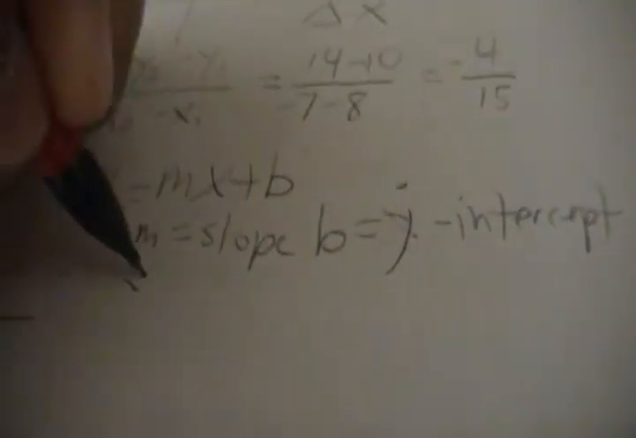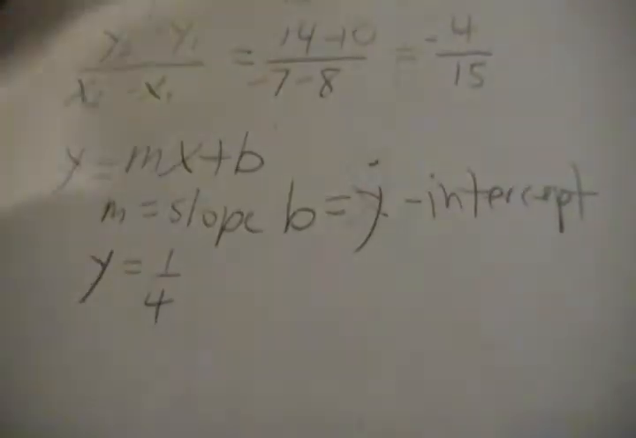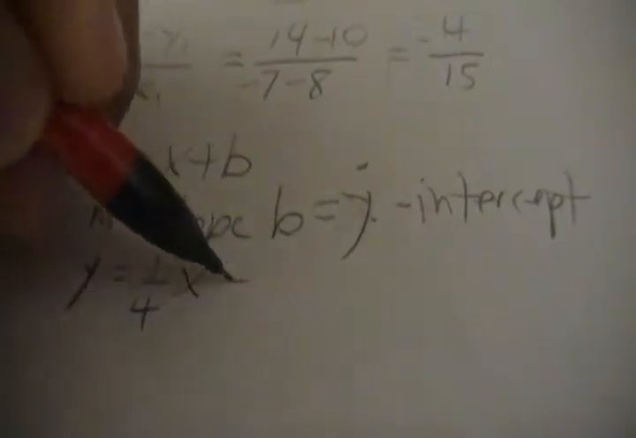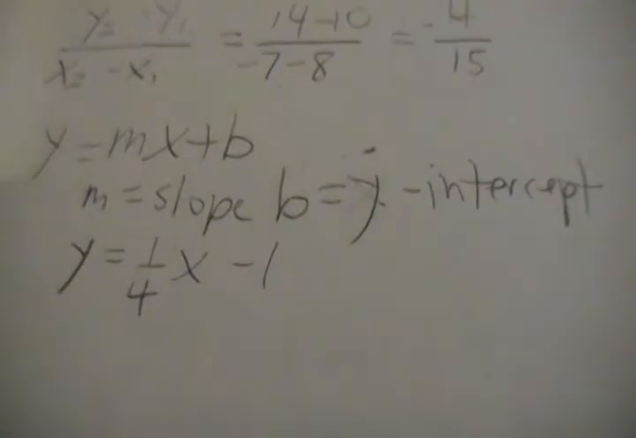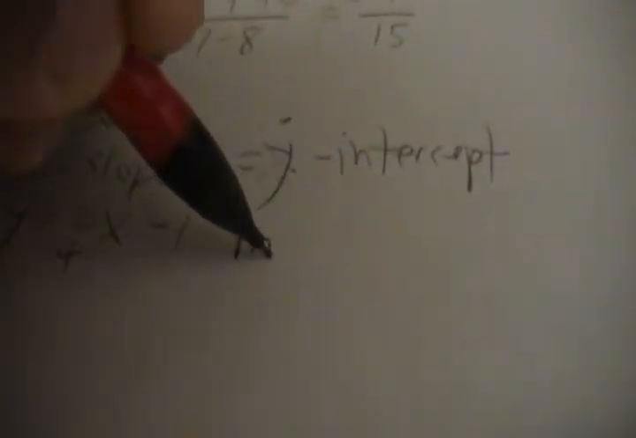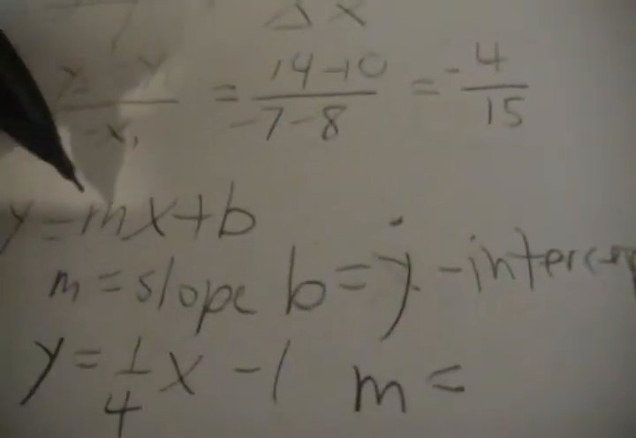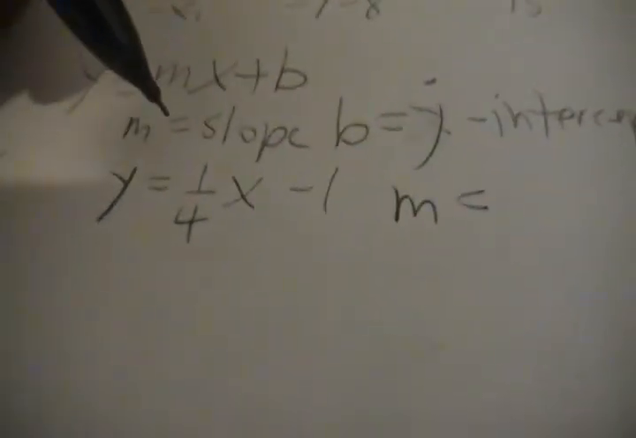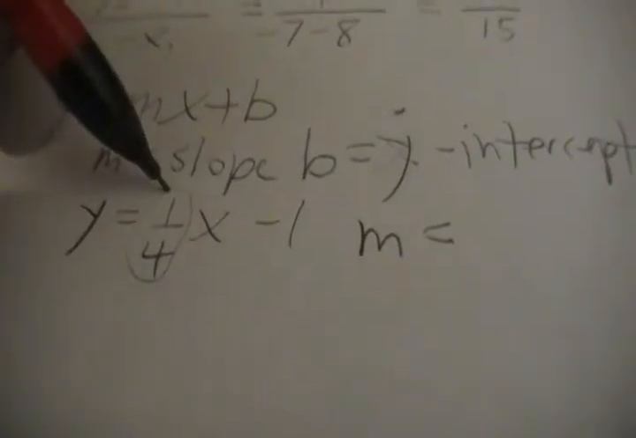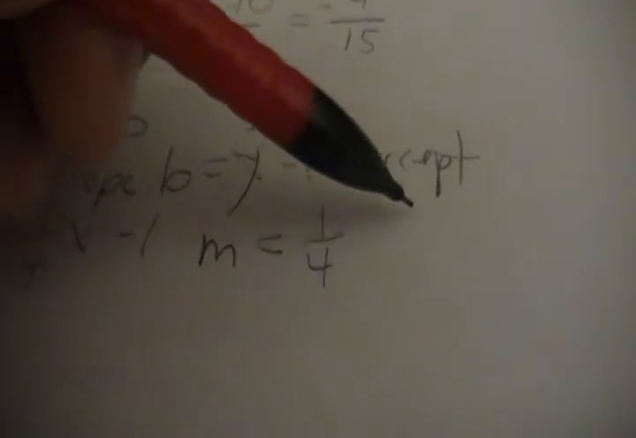Alright, so let me show you the process of solving a certain problem. Okay, so let's say y is equal to 1/4 x minus 1. Alright, we want to graph this. So there's two things we need to know: the slope and the y-intercept. So the slope, m, if we look at the formula mx plus b, m is this number right here, which is 1/4. So m is equal to 1/4.